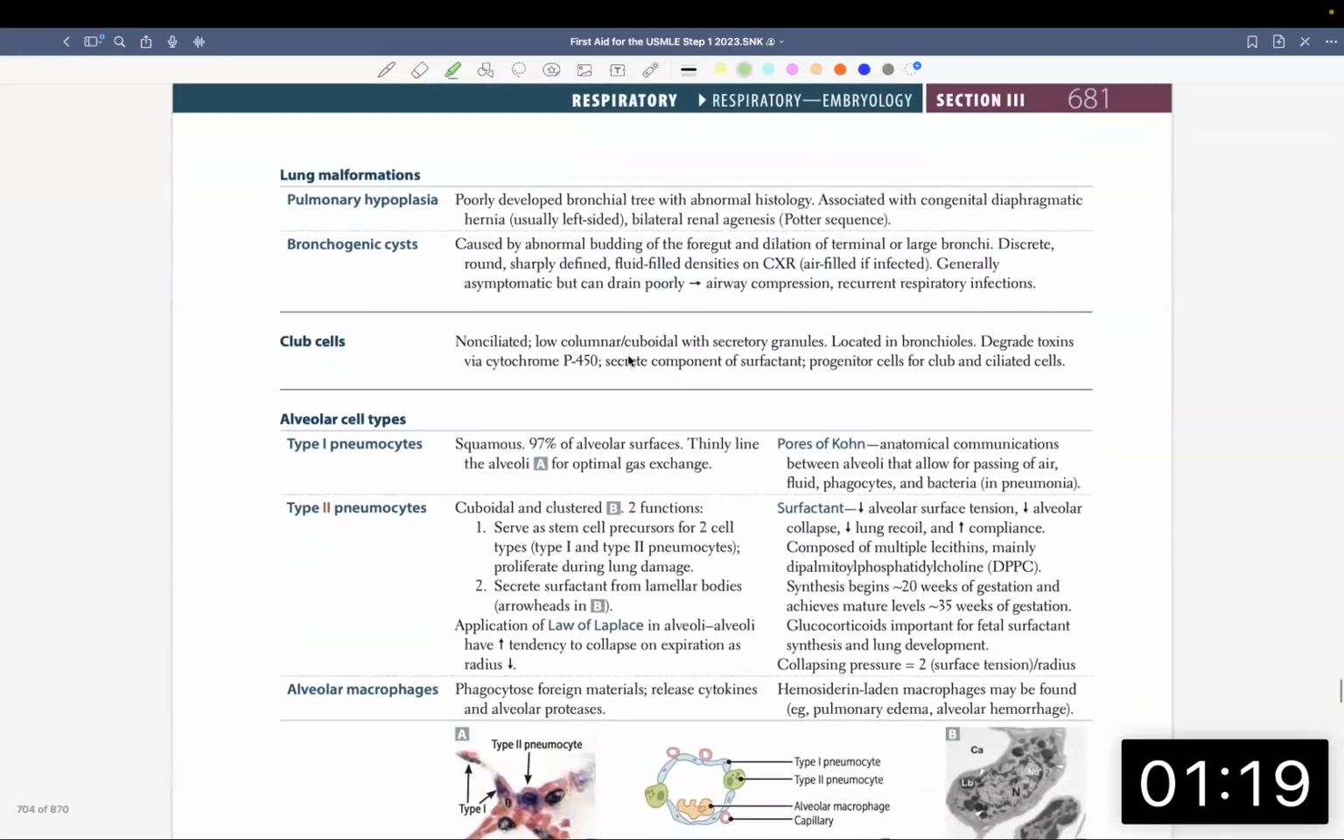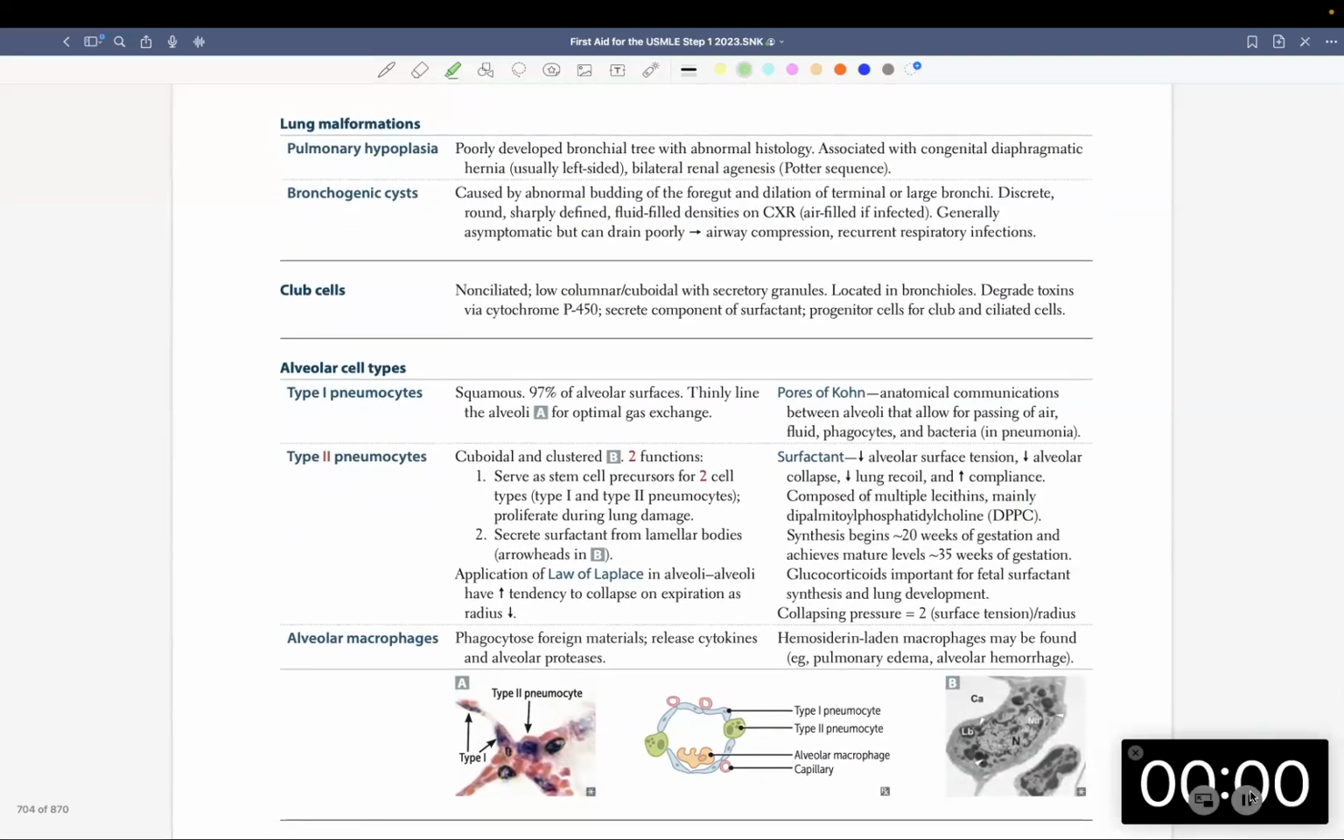Yes. So next is lung malformations. We have pulmonary hypoplasia and bronchogenic cysts. Pulmonary hypoplasia is a poorly developed bronchial tree with abnormal histology, associated with congenital diaphragmatic hernia, which is usually left-sided, and bilateral renal agenesis, which is Potter sequence. So one more time, what is pulmonary hypoplasia? Poorly developed bronchial tree with abnormal histology associated with congenital diaphragmatic hernia, which is left-sided, and bilateral renal agenesis because of Potter sequence.